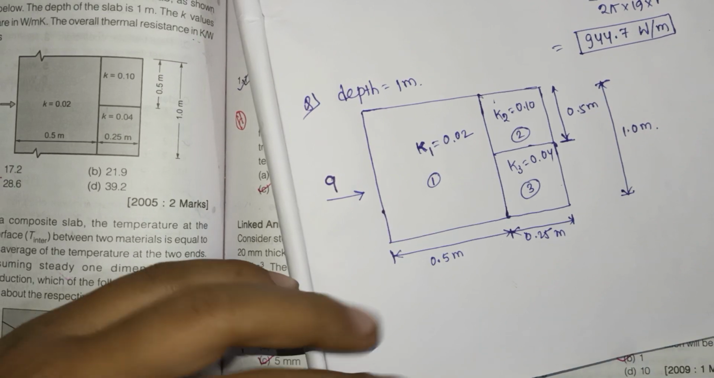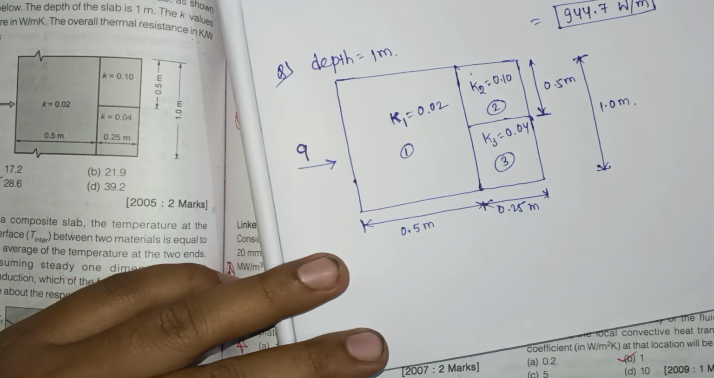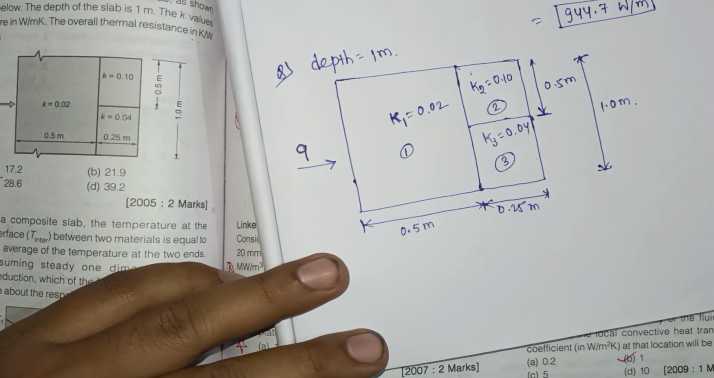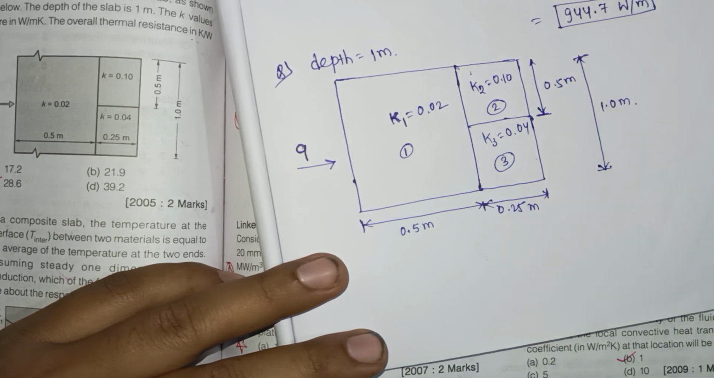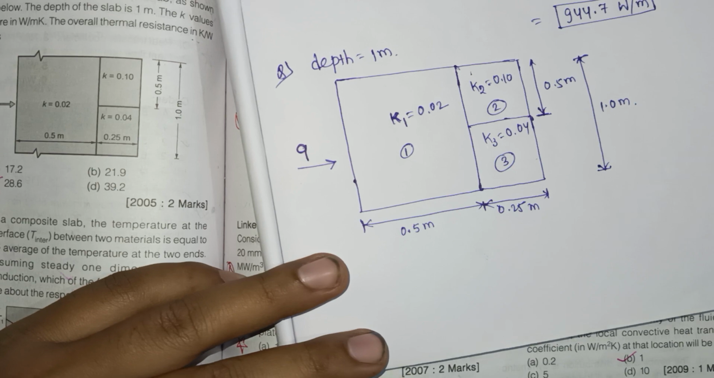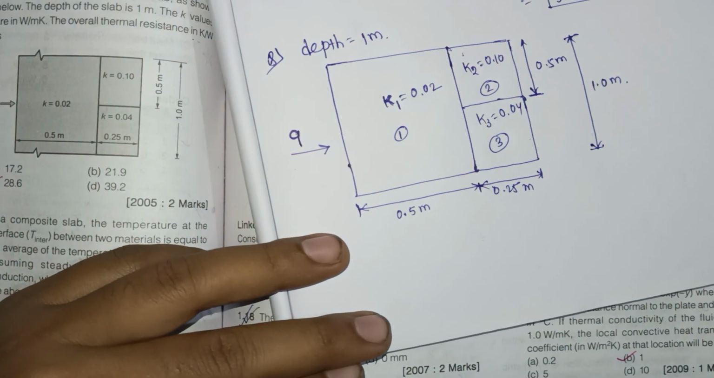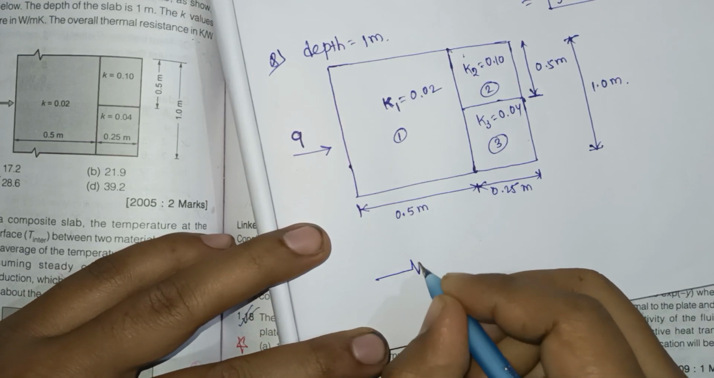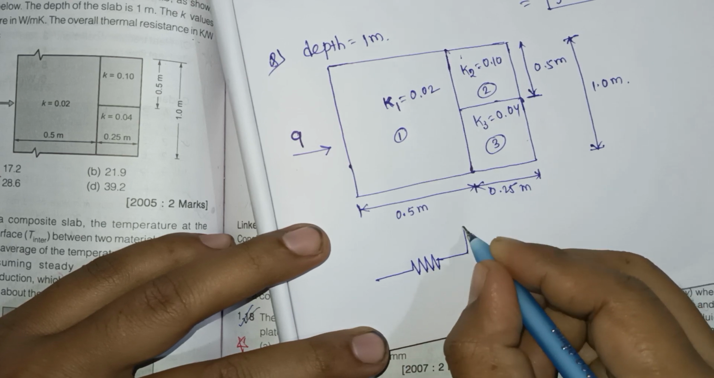Okay, so how do you calculate this value? So this value will be calculated. So if you draw the electric circuit diagram, then this will be the electric circuit diagram.